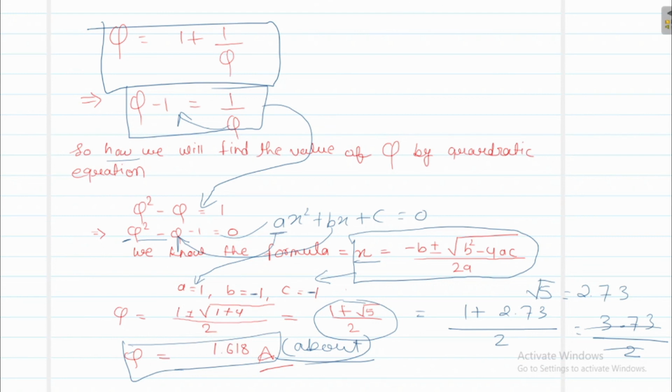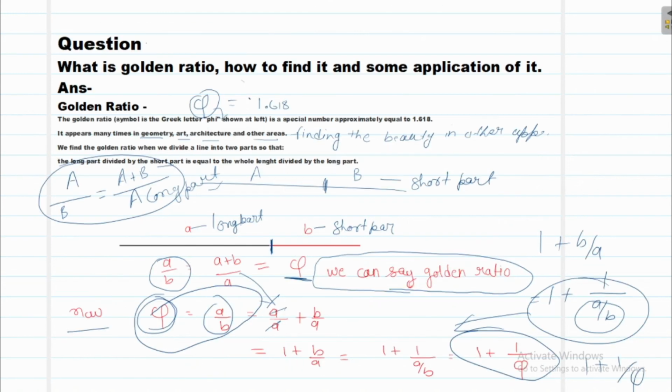So we will find it like this, and some applications of it. We have discussed where we can use it: geometrical formulas, arts, architecture, and other areas. Finding the beauty of some paintings and faces, we can use it in mathematics and in other applications, architecture also. So this is our golden ratio, and thank you.